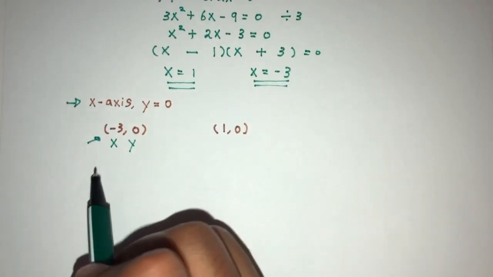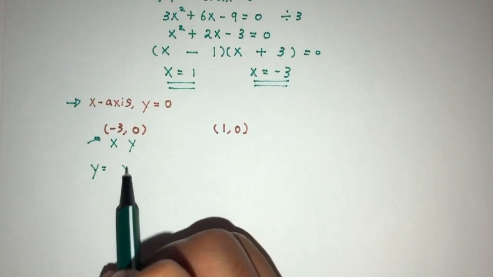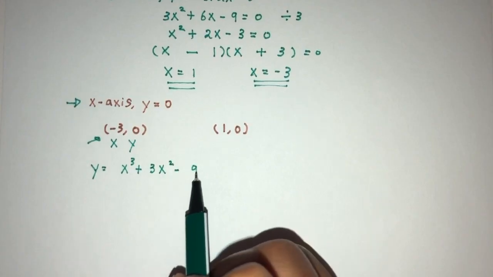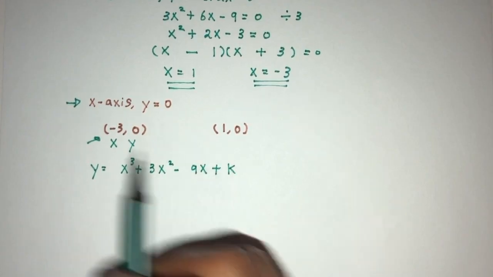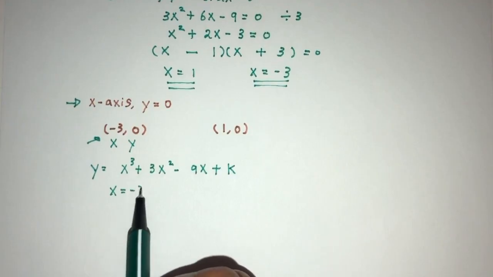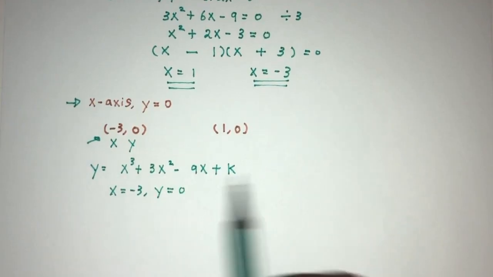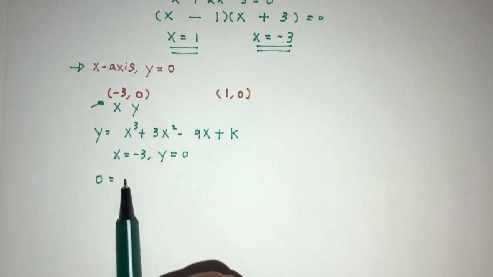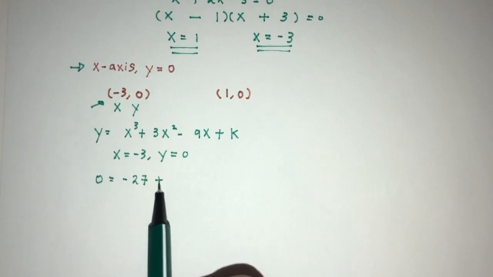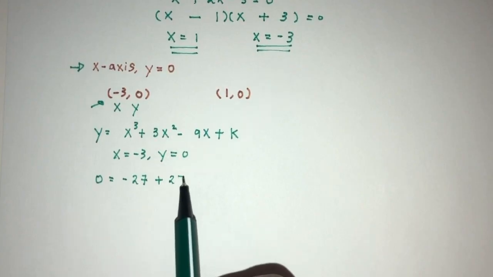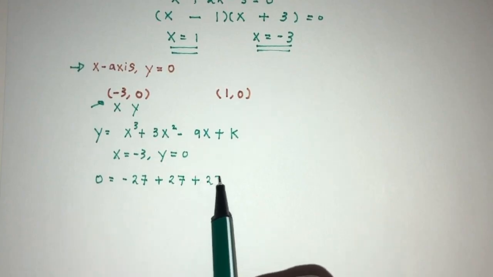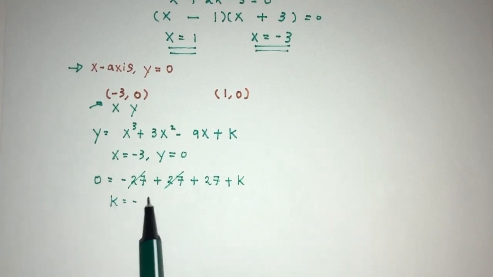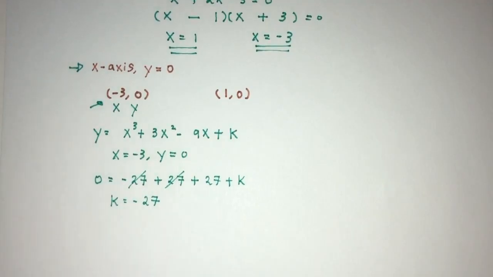Now the curve is equal to what? y is equal to x power 3 plus 3x squared minus 9x plus k. Now if x equals minus 3, y has to be 0. So let's do that. That will be 0 here. Minus 3 power 3 will be minus 27, and 3 times 9 will be 27 as well, plus 27 plus k. So this and this will cancel out. k will be minus 27. That is my first value of k.